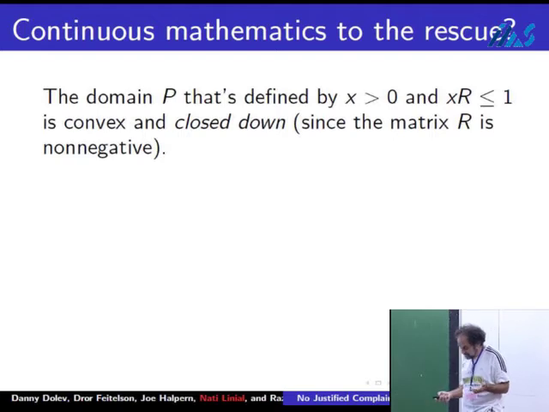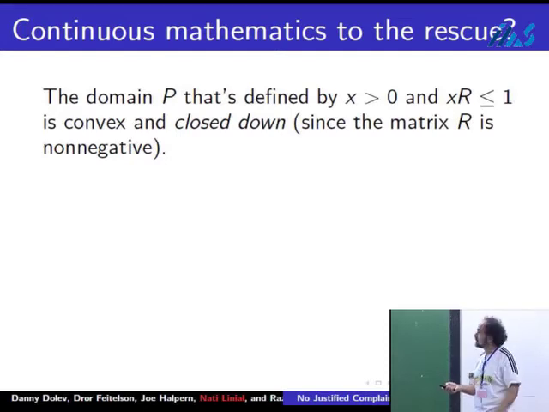And so, perhaps a little paradoxically, the idea came up that if this is where our trouble is coming from, this complexity is coming from the rich combinatorial structure of this polytope, perhaps we avoid the combinatorics altogether and try something continuous. So what about this domain? It's a closed down domain in n space.